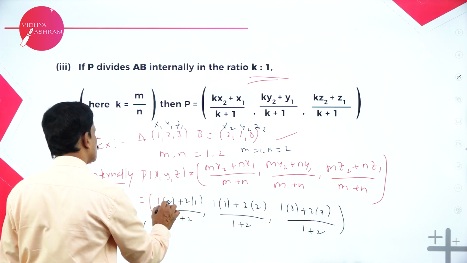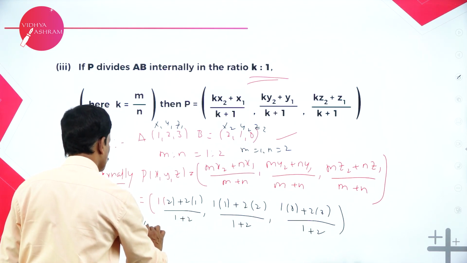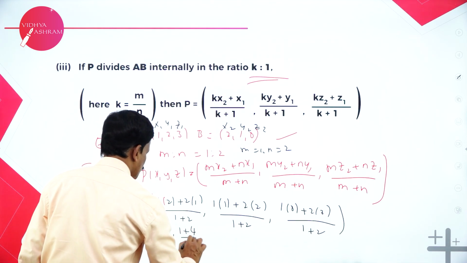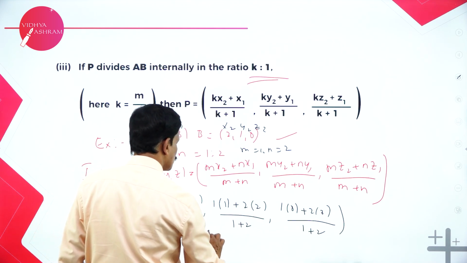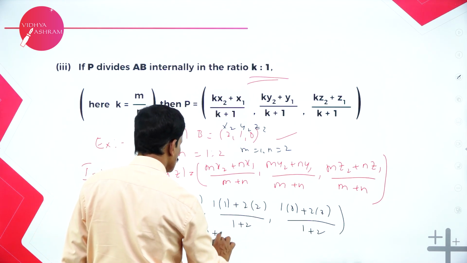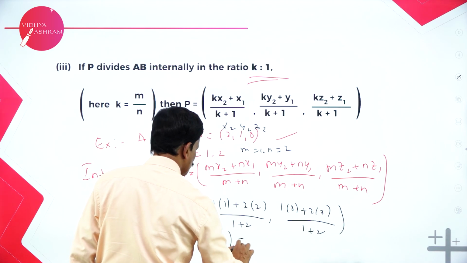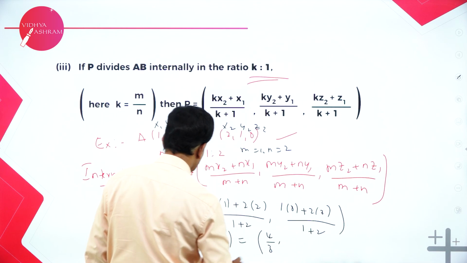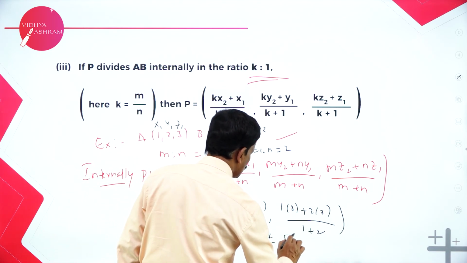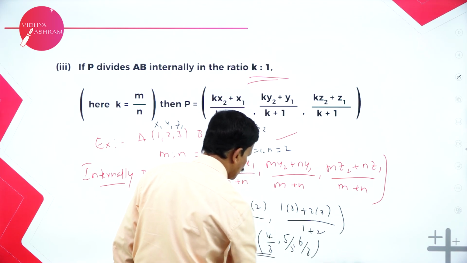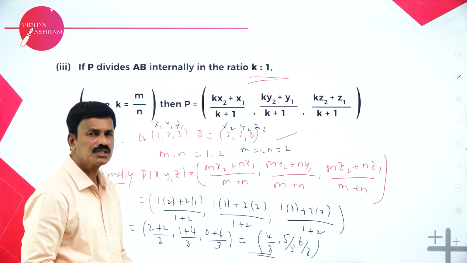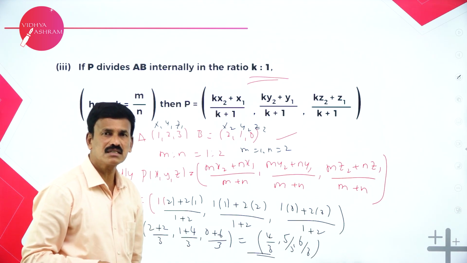What is this equal to? This is equal to 2 ones are 2 plus 2 ones are 2, divided by 3. 1 one is 1 plus 4, divided by 3. Again 0 plus 2 threes are 6, divided by 3. So this is equal to 4 by 3, 5 by 3, 6 by 3. These are the coordinates of the point which divides internally in the ratio 1 is to 2. Similarly, if you subtract, you will get the external division.